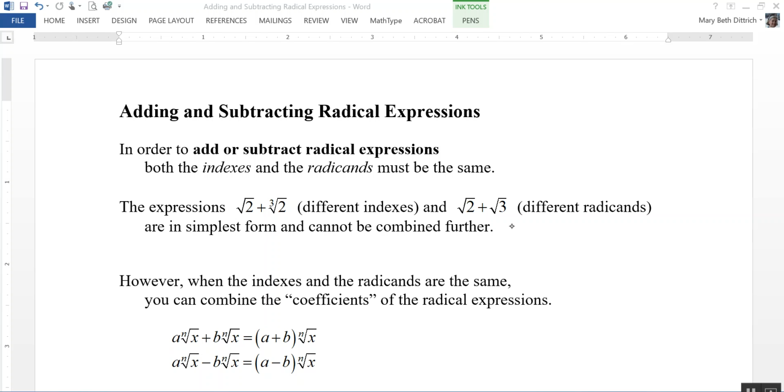And square root of 2 plus square root of 3. They're both square roots. They have the same index, but they have different radicands. So neither of those expressions, we would say that they're in simplest form. They cannot be combined any further.